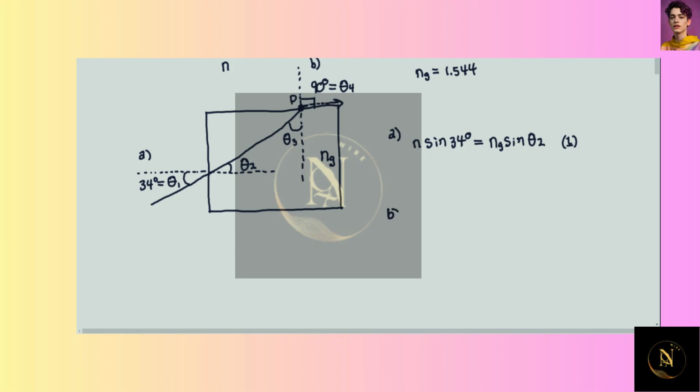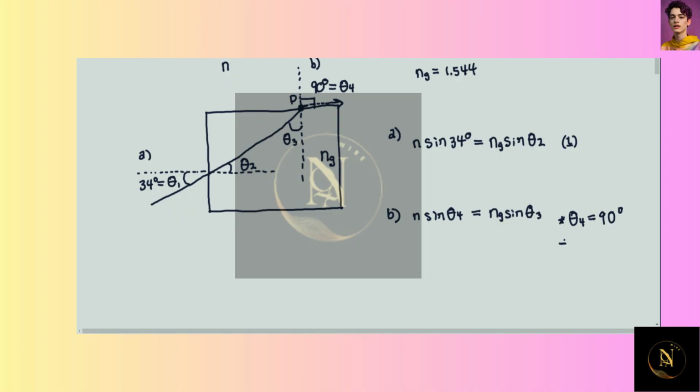Okay, now for B, we would have n times sine theta 4 is equal to Ng sine theta 3. Now to find theta 3, actually let's start with theta 4. Theta 4 is given to us, actually we needed it to be 90 degrees for total internal reflection.